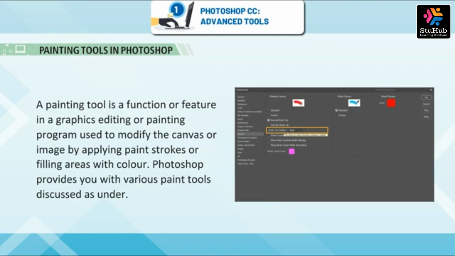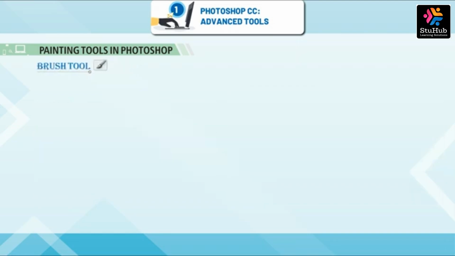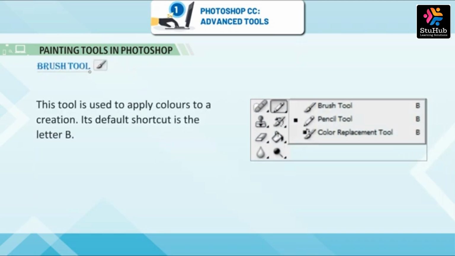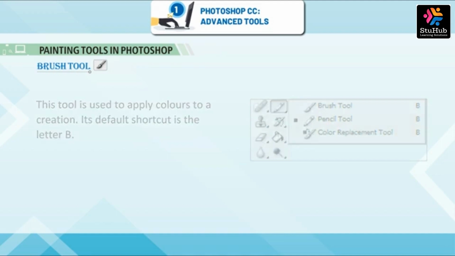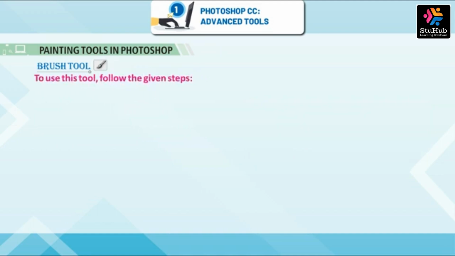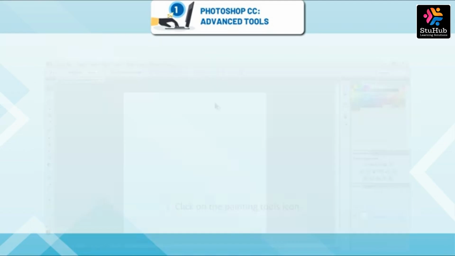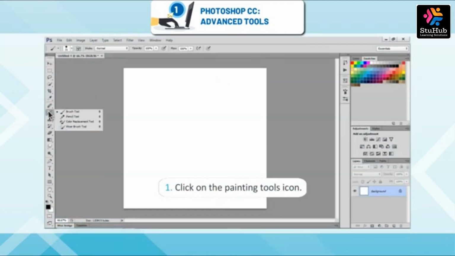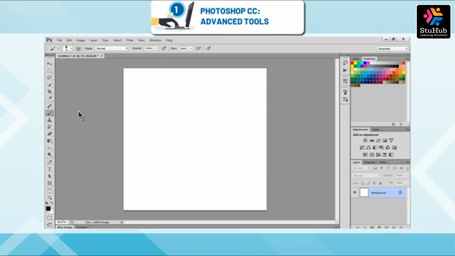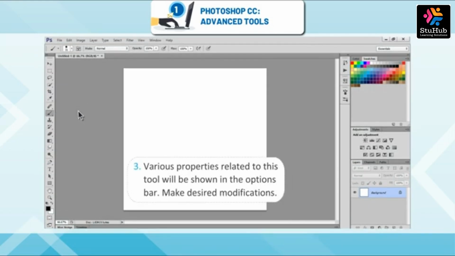Photoshop provides you with various paint tools discussed as under. Brush tool. This tool is used to apply colors to a creation. Its default shortcut is the letter B. To use this tool, follow the given steps. Click on the painting tools icon. Select brush tool. Various properties related to this tool will be shown in the options bar.